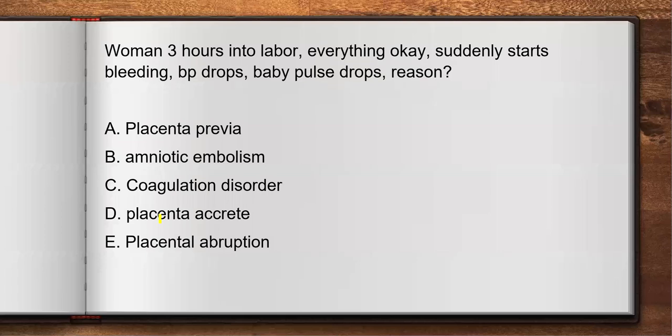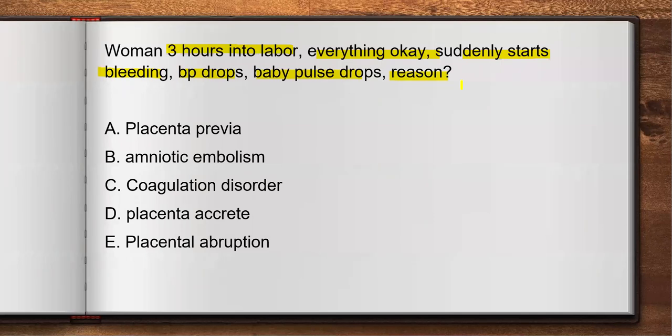Next, a woman 3 hours into labor, everything was okay. Suddenly she starts bleeding, blood pressure drops, baby's pulse drops. What is the reason? So you have a patient who is 3 hours into labor, everything is okay, and suddenly that patient started bleeding. Blood pressure drops, baby's pulse drops.